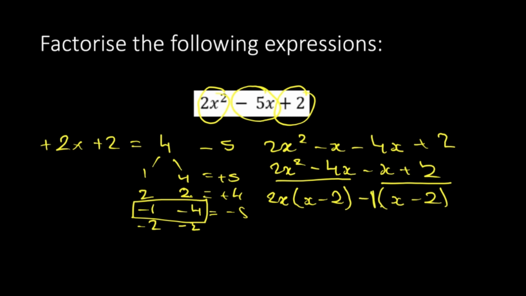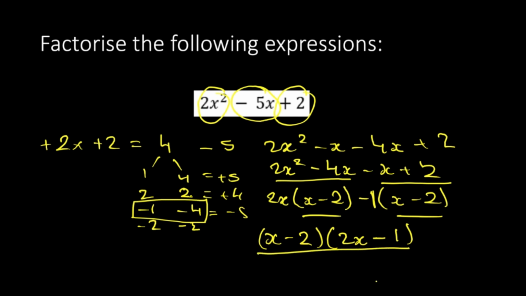If that's more understandable, then yeah, I should probably write that. So it's like taking minus 1 out, and now you have a common factor, x minus 2. So you take that out of the whole expression, and then it becomes x minus 2 times 2x minus 1. And there you go, that's the factorized form.